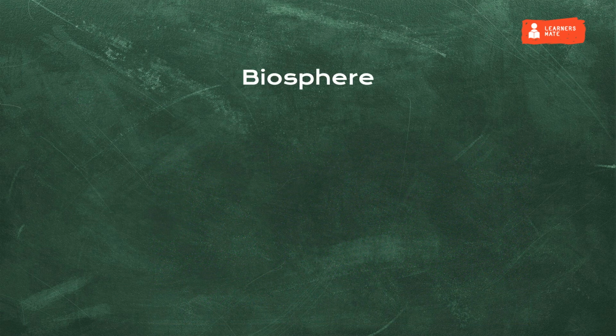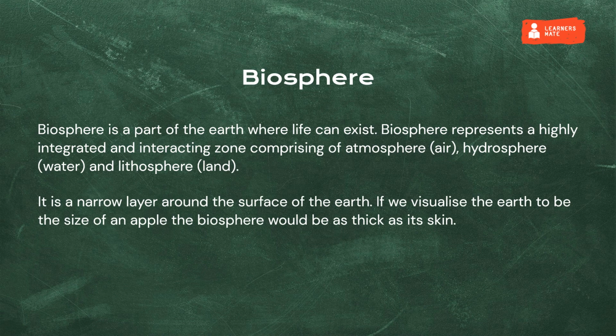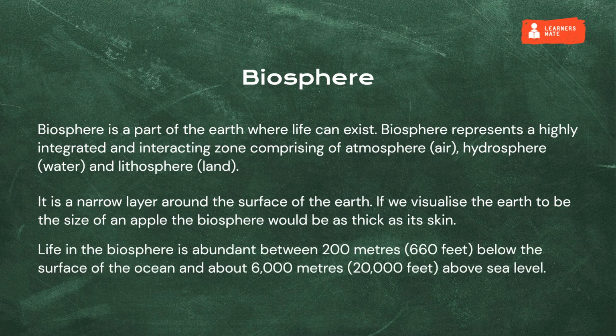The final one is the biosphere. The biosphere is the part of the earth where life can exist. It represents a highly integrated and interacting zone comprising the atmosphere, hydrosphere, and lithosphere. It is a narrow layer around the surface of the earth. If we visualize the earth to be the size of an apple, the biosphere would be as thick as its skin. Life in the biosphere is abundant between 200 meters below the surface of the ocean and about 6,000 meters above sea level.